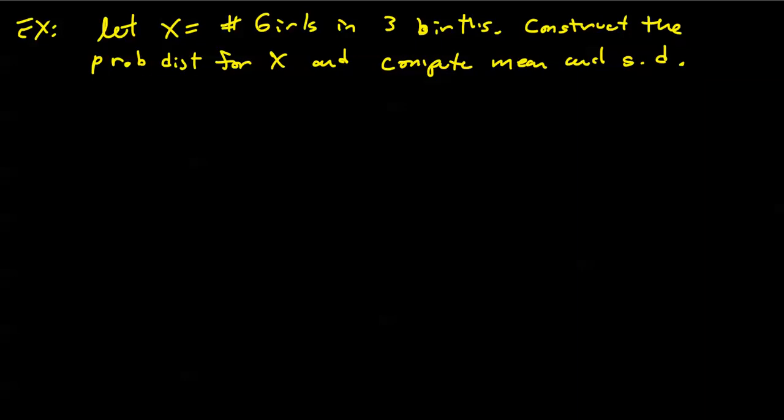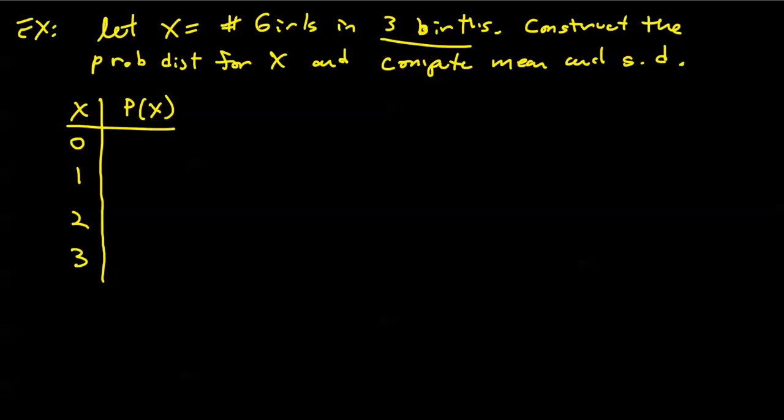Alright, if x is the number of girls in 3 births, x can take on 4 values, right? 0, 1, 2, 3. Each of those values of x occurs with a different probability. If you've got 3 births, you've got 8 outcomes, from boy, boy, boy, all the way down to girl, girl, girl. I'm not going to write out all the possible outcomes here. It's just too cumbersome. I've got 8 outcomes possible. Alright, how many of those outcomes have 0 girls? Well, only 1 out of 8 will have 0 girls.